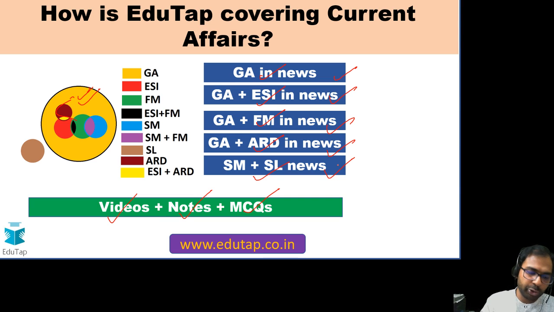Fine. So now you should be able to identify which current affairs are to be read, which are to be skipped, which are important for ESI, which are important for finance, which are important for ARD, which are important for security market and law, where they overlap with GA, and where they do not overlap with GA. All these questions should be clear in your mind.